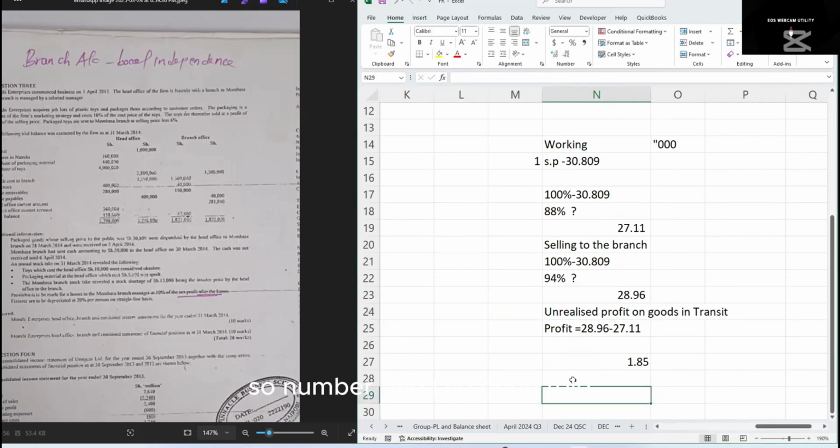So number 2, I've been told the Mombasa branch had sent cash amounting to that to the head office on 30th June, and the cash was not received. That is the cash in transit.